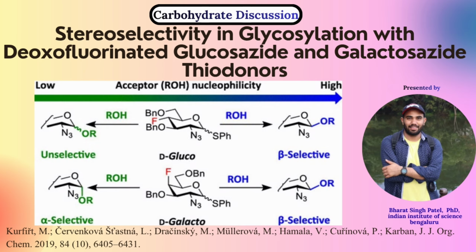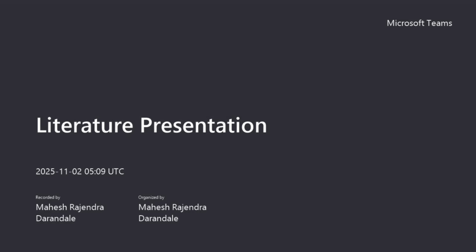In today's episode, Bharat Singh Patel will discuss stereoselectivity in glycosylation with deoxofluorinated glucosazide and galactoside thiodonors.